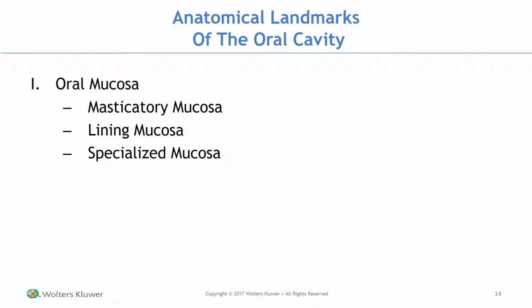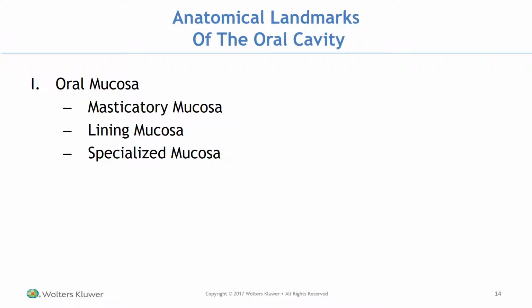Okay. Well, I shouldn't say that. It does include the free gingiva, but the free gingiva is the only part that isn't attached. Okay. So our masticatory mucosa is just firmly attached. That's how I want you to think of it.